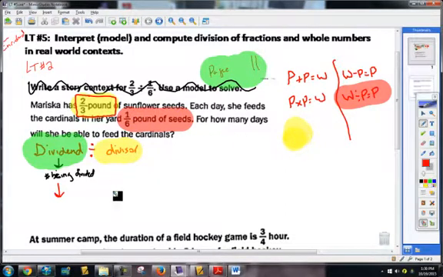Now, hopefully you're all thinking, oh, she's going to divide that 2/3, and then she's going to divide that by the 1/6 because that's how much she's using every day. 2/3 is what she has in total.